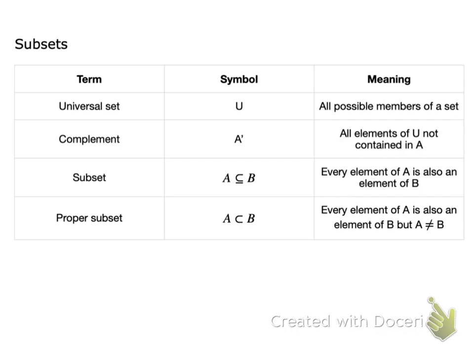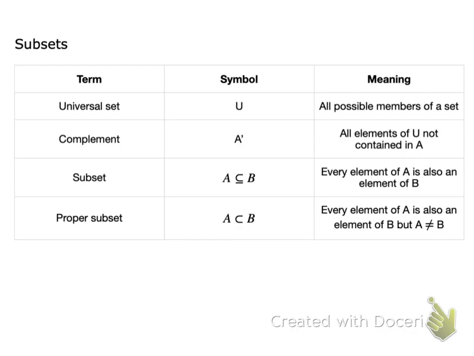A complement, which we mark with an apostrophe, refers to the elements that are in U but are not in set A. So the complement of A are any elements that are in our universal set but are not part of set A. And I'll show you an example which will make it a little clearer.